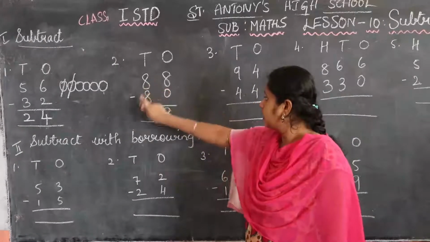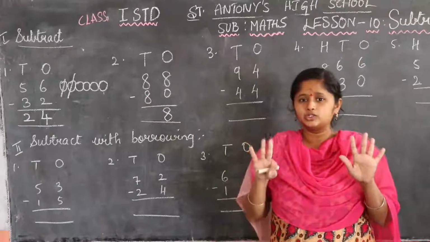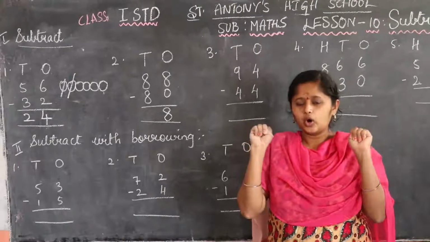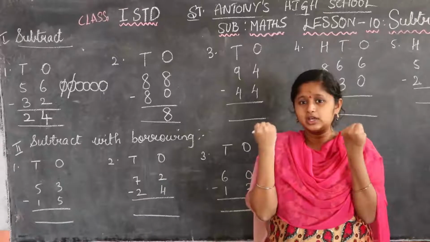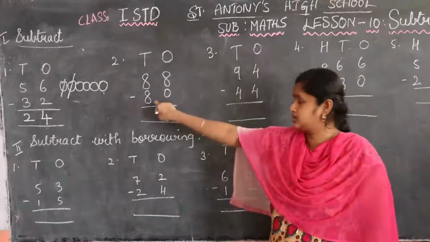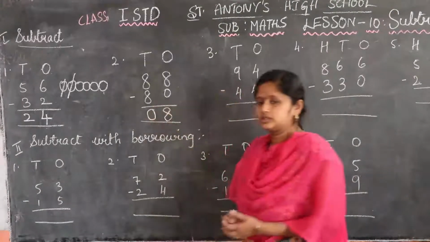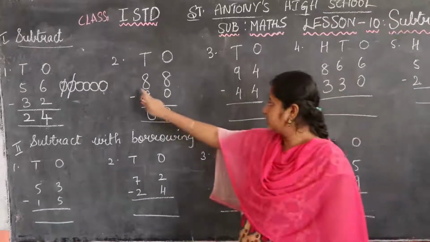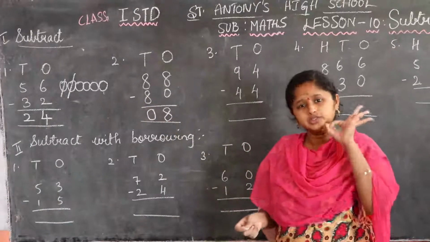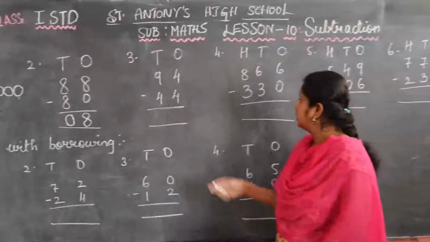Okay, next here 8 minus 8. You have 8 chocolates. Out of those 8 chocolates you have distributed all to your friends. Okay. So how much will be left? Is there anything left in your hand? Nothing. So 8 minus 8 is how much, children? 0. So you have to write 0 here. Okay. So if you subtract any number from the same number, the answer will be 0. Okay, children? The answer will be 0. Next.